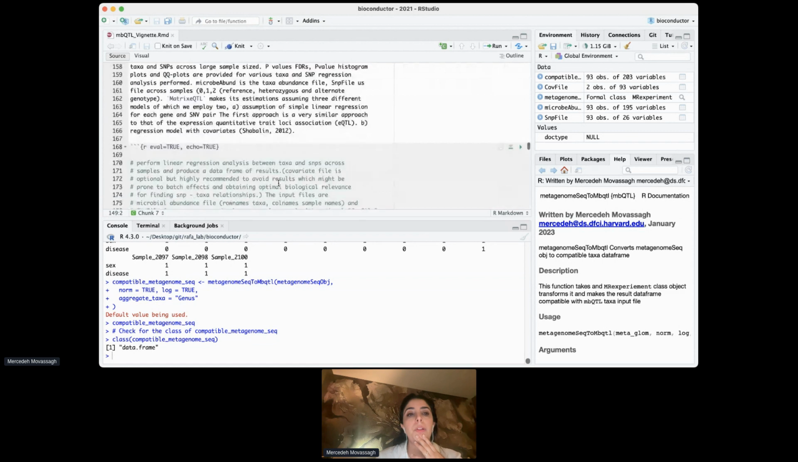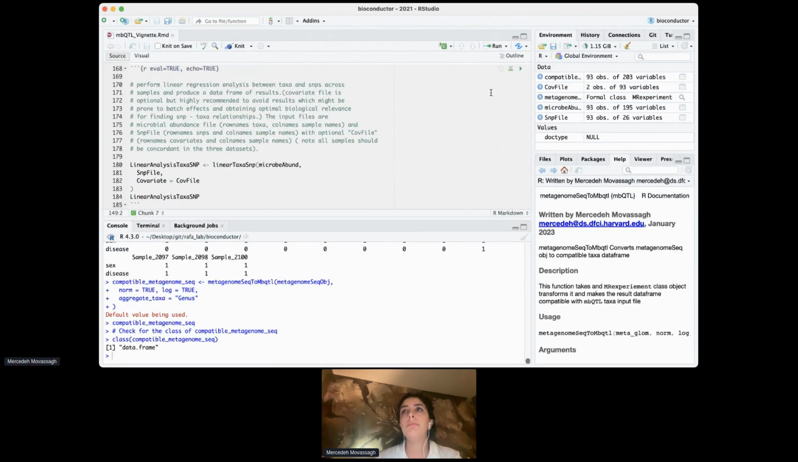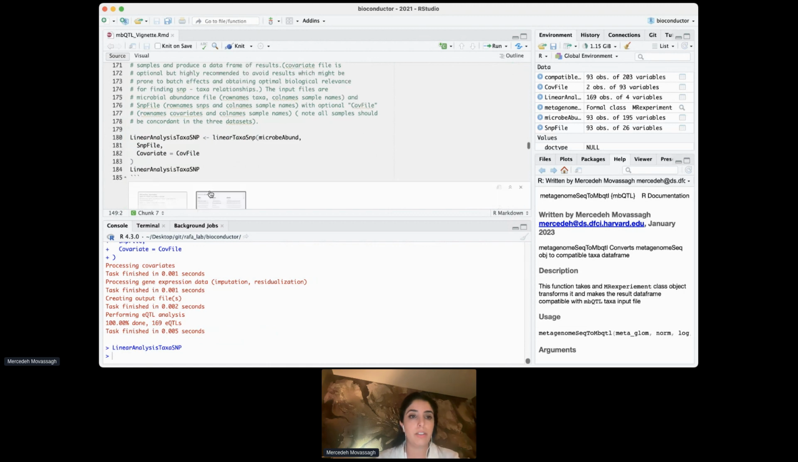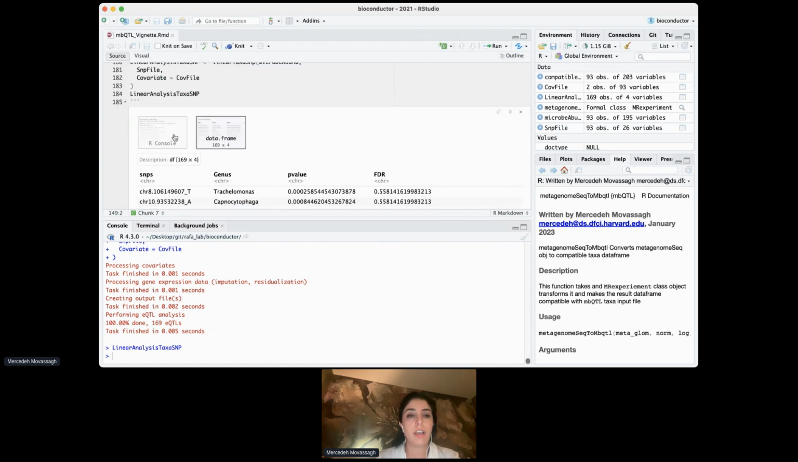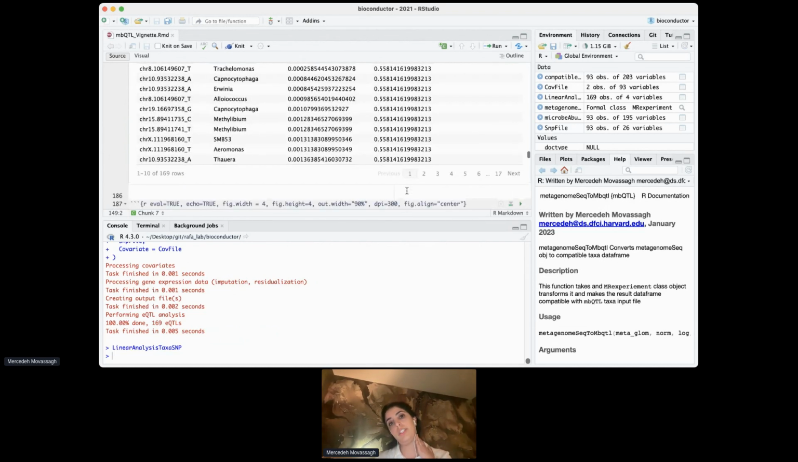So now the first step is to do the linear regression. Again, what we're trying to do here is to understand if specific SNPs are associated with specific taxa. We're using Matrix QTL for that, and it is pretty fast. As you can see, it's extremely fast, and you can get your results quite fast. And here's your SNPs, your genus, p-value, and FDR, if there's some sort of association.